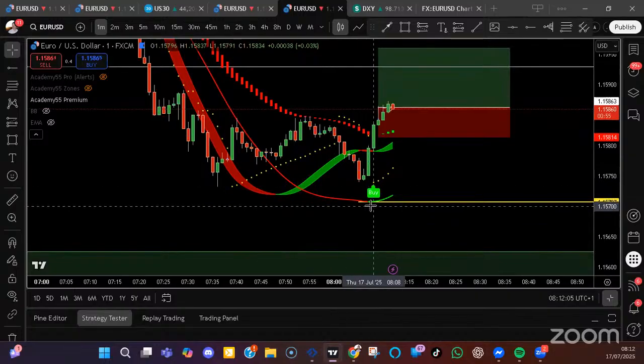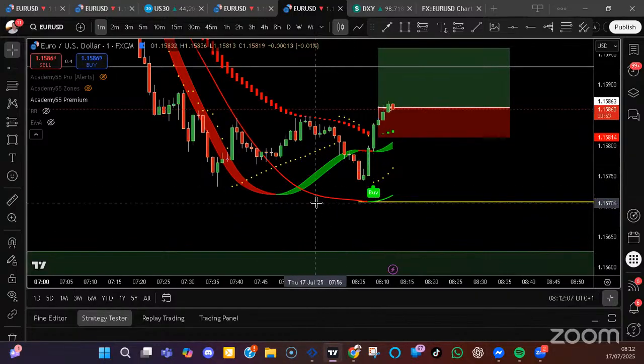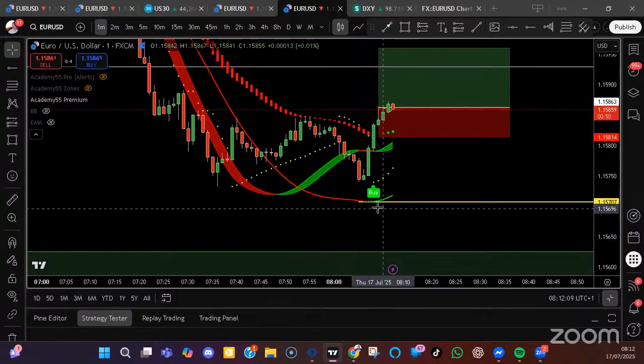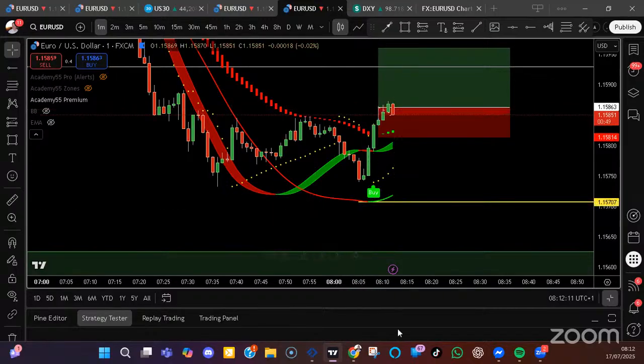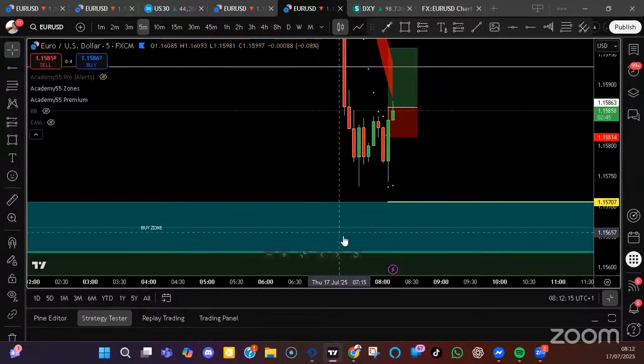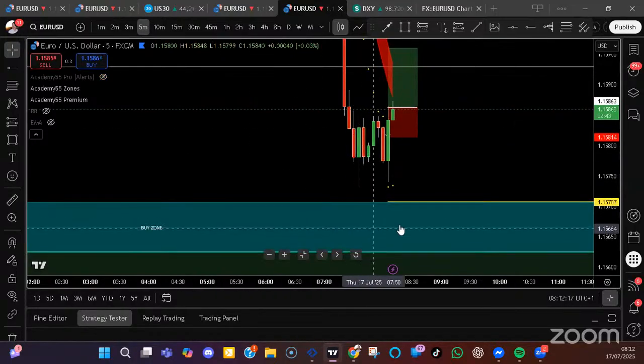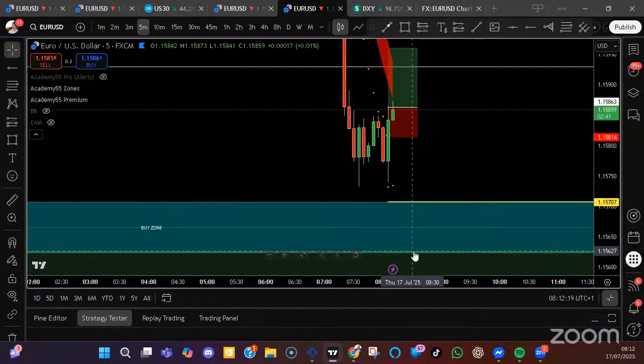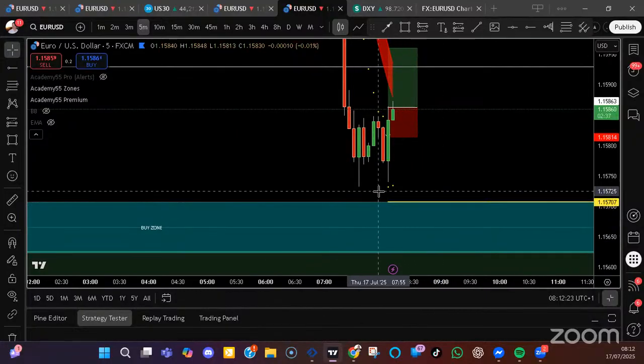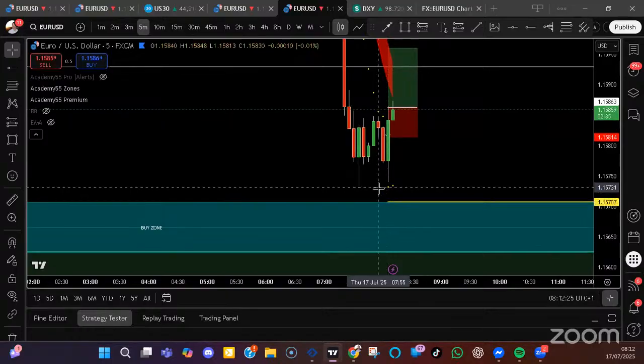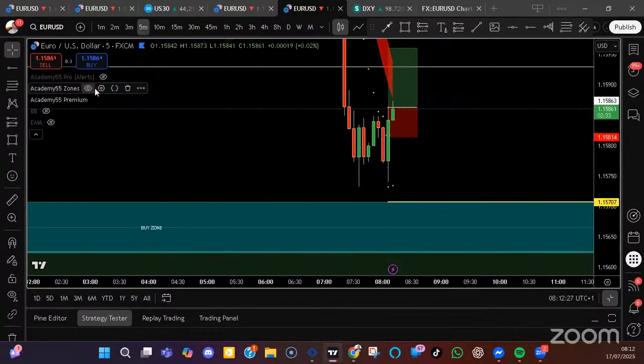Didn't quite get into the buy zone, but these aren't always 100% accurate, and it's only the shadow of the buy zone. This is the actual buy zone here, and this is the ray that comes out of the buy zone. But making no excuses for that. So they're not 100% accurate. Nothing ever is.